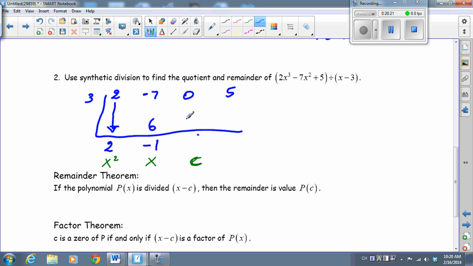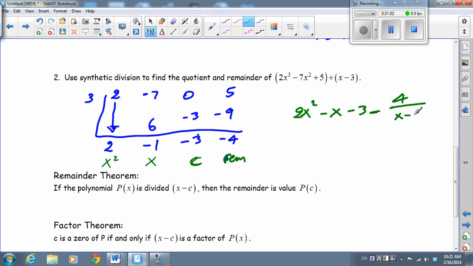I get -1. 3 times -1 is -3. Add it to get -3. -3 times 3 is -9. Add it to get -4. So the highest power was x cubed. So I have x squared, x, no x, which is c, and the last one will be the remainder. So this here is your remainder. To rewrite the function, I would say it is 2x squared minus 1x minus 3, and you of course add the remainder. I will subtract because it's 4 over x minus 3.